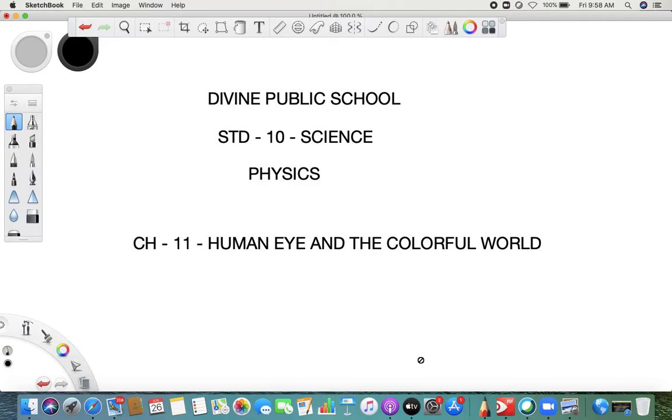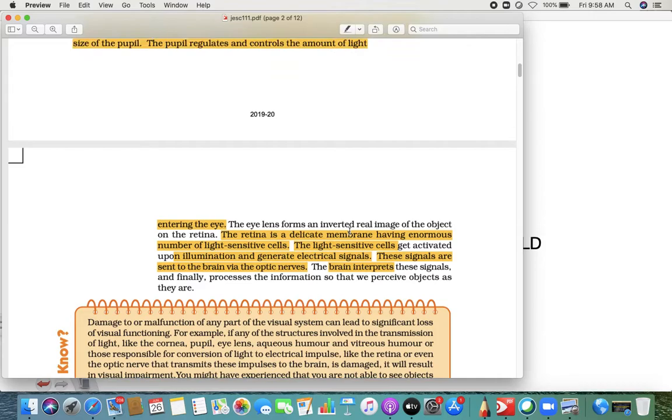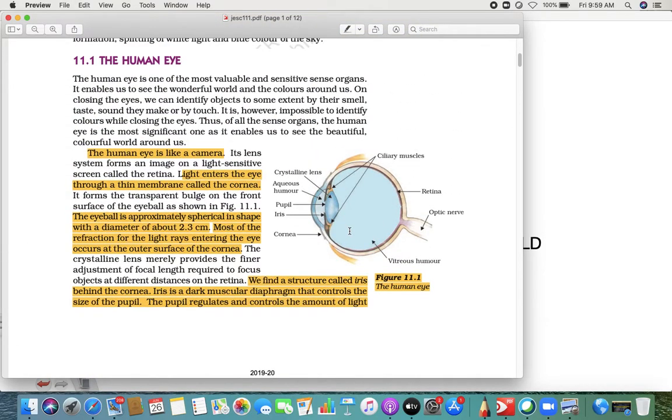Now, yesterday I told you regarding the eye, how does the light enter into our eye? First of all, the light enters into our eye through the cornea, right? It is the outer bulge surface of our eye. Most of the refraction happens at the cornea. After passing through the cornea, the light enters into the pupil, right? Whose size is controlled by the iris.